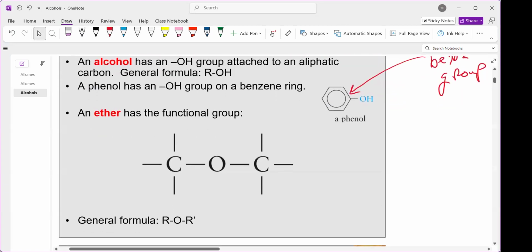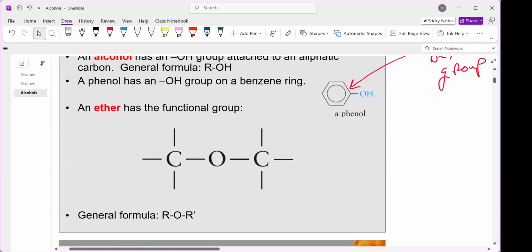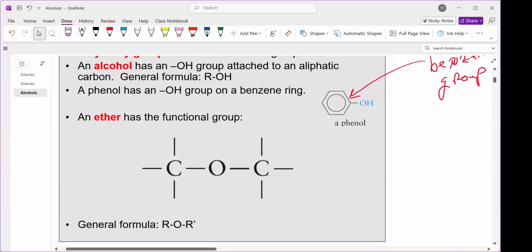Okay, now we're going to be using this R designation a lot. R means carbon something. It's a generic carbon group. Notice on the ether we have R and R prime. R prime is different than R. It could be the same. In our class, it's mostly going to be the same, but it doesn't necessarily have to be the same.